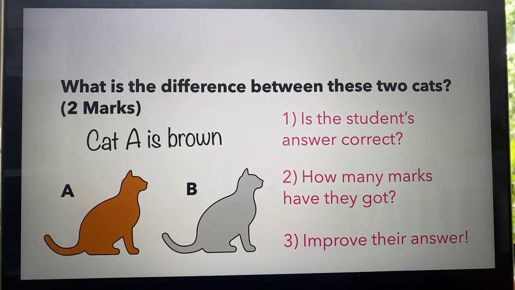You've got two identical cats except they're different colours. You've been asked for the difference between them. The student has written cat A is brown. Is their answer correct? How many marks have they got? Can you improve their answer?